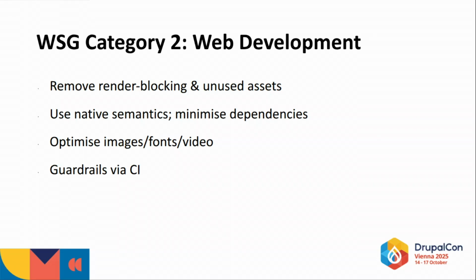Minimizing dependencies on your frameworks. Optimizing images and video, and fonts to a certain extent, but optimizing images and video. I won't try and jump around too much, but if you want big wins, images and video are certainly something that you should be looking at. And of course, guardrails using your CI/CD pipeline, if your team uses that.